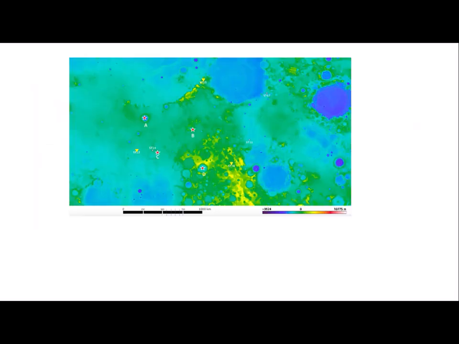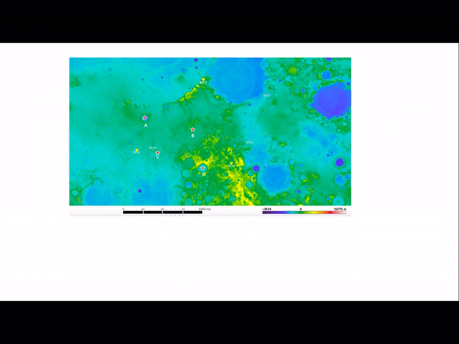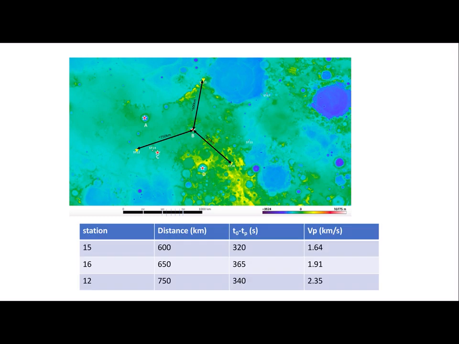So you were given this map, which has this ruler, and you can use that to compute the distance of each station from the impact. You can also take the arrival time of the P wave and compute like that an average P wave speed for each station.